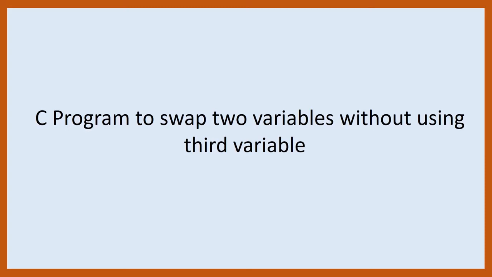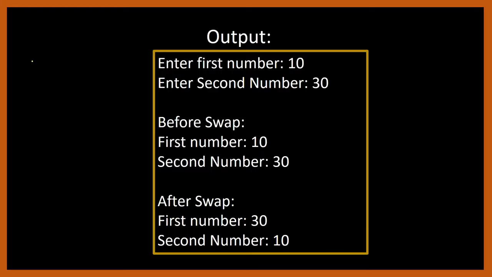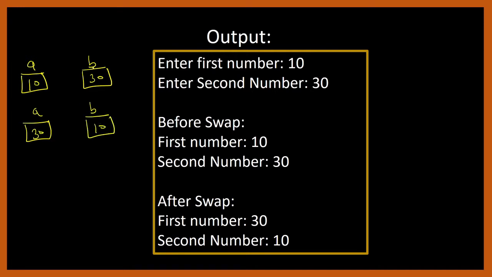Hello friends, in this video we will discuss how to write a C program to swap two variables without using any third variable. So what basically we want, suppose we have a variable A having value 10 and B having value 30. Now we want that the value of A, that is 10, should go inside B and the value of B, that is 30, should go inside A. That is, we want A should contain now 30 and B should contain 10. That is, the value of A and B should be exchanged or interchanged.